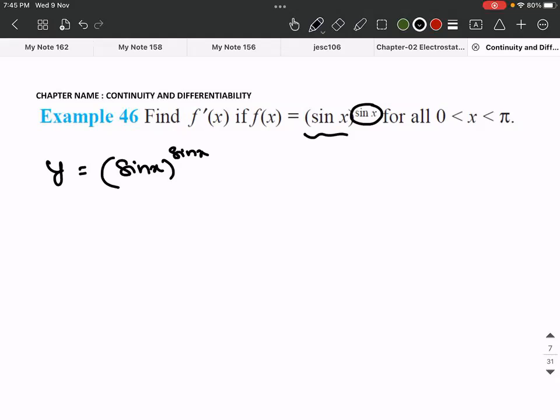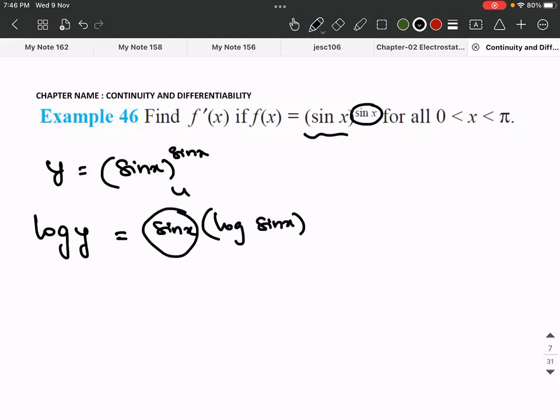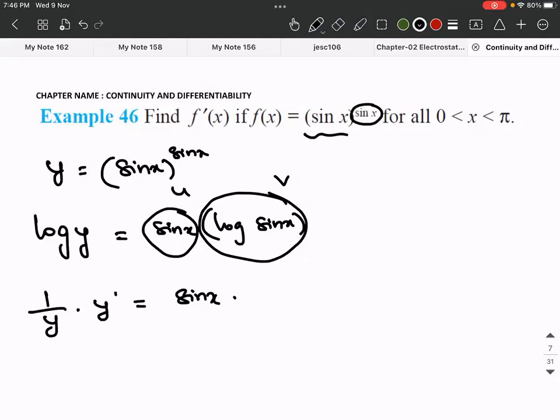So function to the power of another function, what should I use? Taking log on both sides. Yes. So it will be sin x into log of sin x, right? So sin x is going to be u and this is going to be v. Now you solve the problem. 1 by y into y dash is equal to sin x into derivative of log of sin x, which is 1 by sin x.